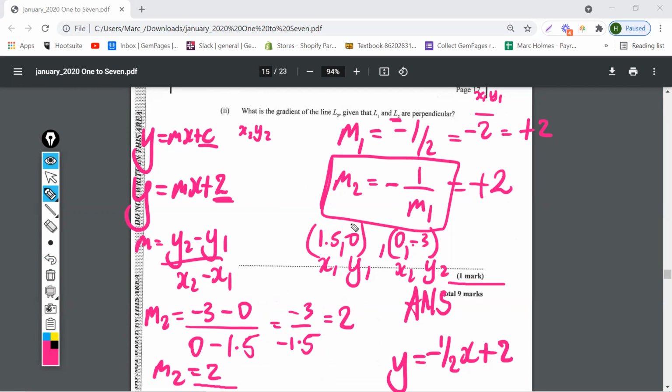Find the gradient. Cool. So this, guys, is the formula to remember. You need to remember this formula: y2 minus y1 over x2 minus x1. And this one. You need to know them, just in case. Feel me, bros?